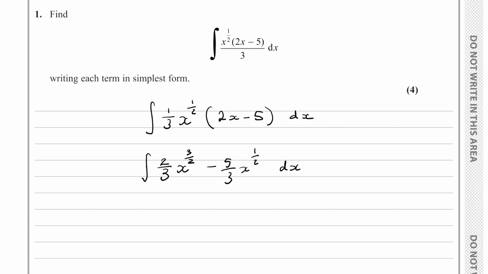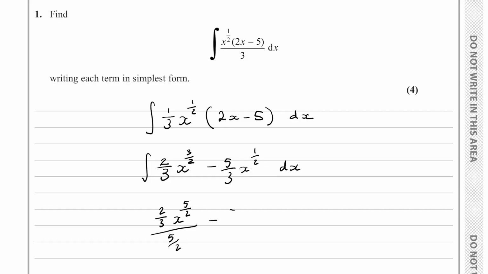Now it's in the perfect form for us to integrate it. So we're going to be adding 1 to the power and then dividing by the new power. So add 1 to the power. We have 3/2. Add 1 to it. It becomes 5/2. And then divide by the new power. I'll do this in 2 steps. So I'm dividing by 5/2, and I'll do that in a minute.